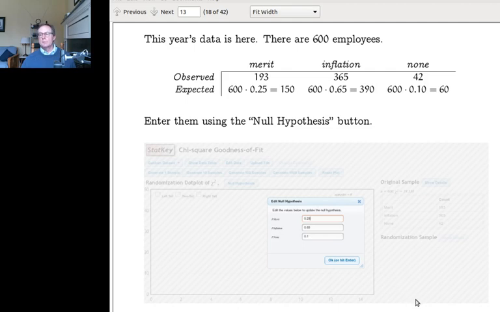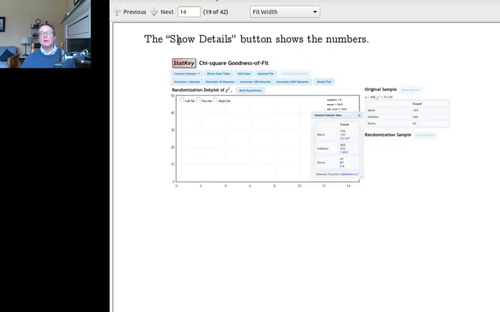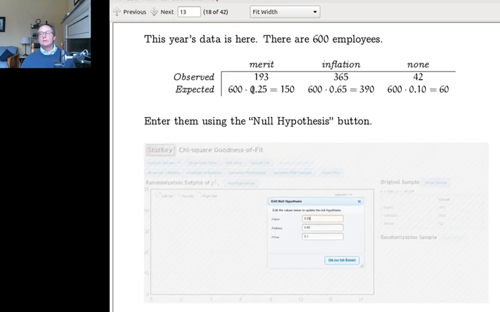I'm having trouble manipulating all the windows. Here we go. I entered 25, 65, 10. We saw that just a minute ago. And then I gotta figure out what are the actual numbers. So the actual numbers are in this screen. The actual numbers are 193, 365, 42.